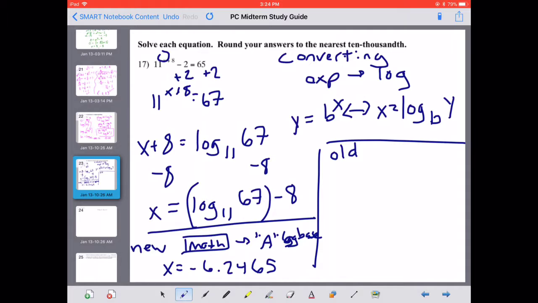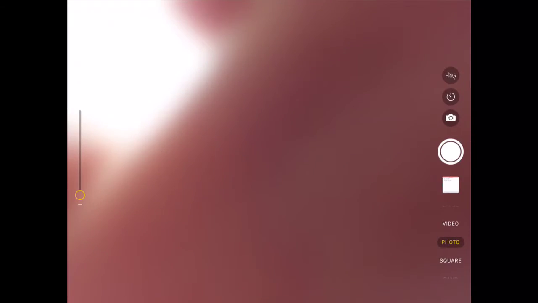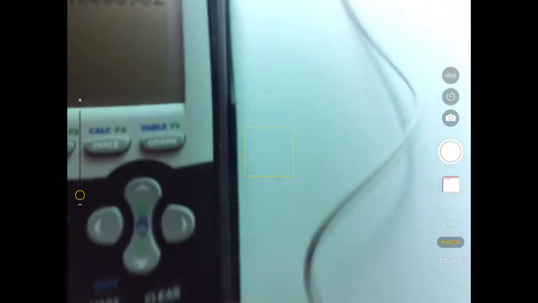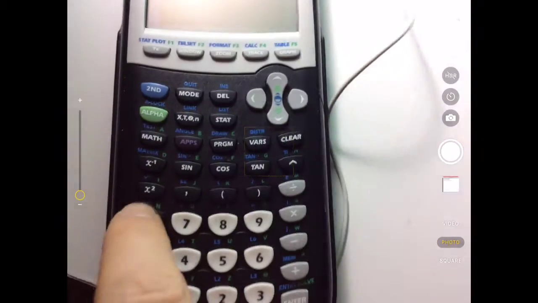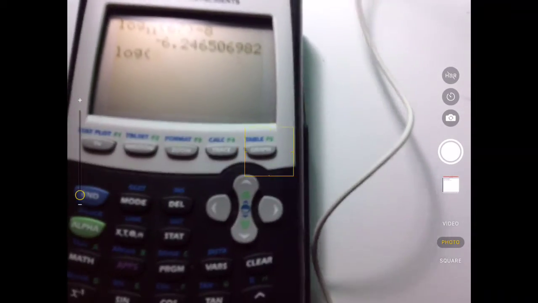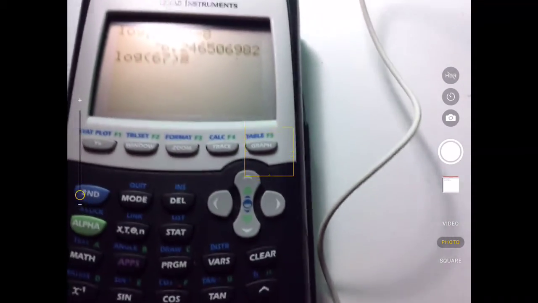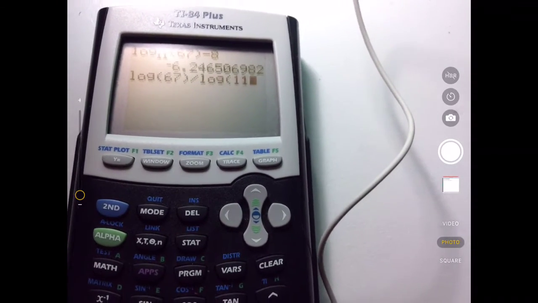So remember what we said here, to plug this in, we would need to do log of 67 divided by log of 11 and then minus 8. So let's see what that looks like on a calculator. Here we just press the log button, the one that says log, which is actually log base 10. We would do 67, what's inside the parentheses, then divided by log of 11.